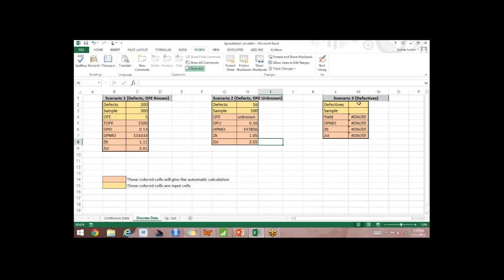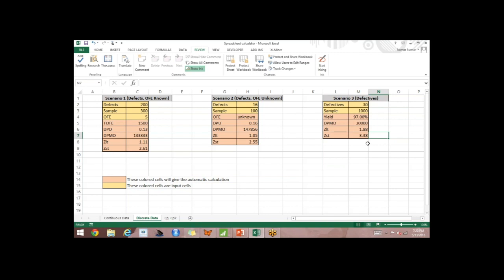But if you're lazy, go back to this. Just key in the values. There are 30 shirts which were found to be defective out of 1000 shirts based on a case study. I get Z long term as 1.88 and Z short term as 3.38. The difference would be 1.5 here. If someone asks me what is the current performance of your process, I would say that I'm operating at 3.38 sigma level.